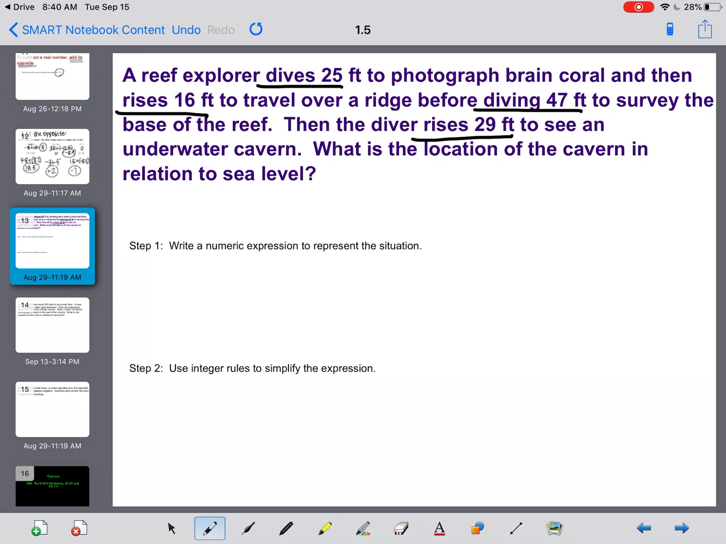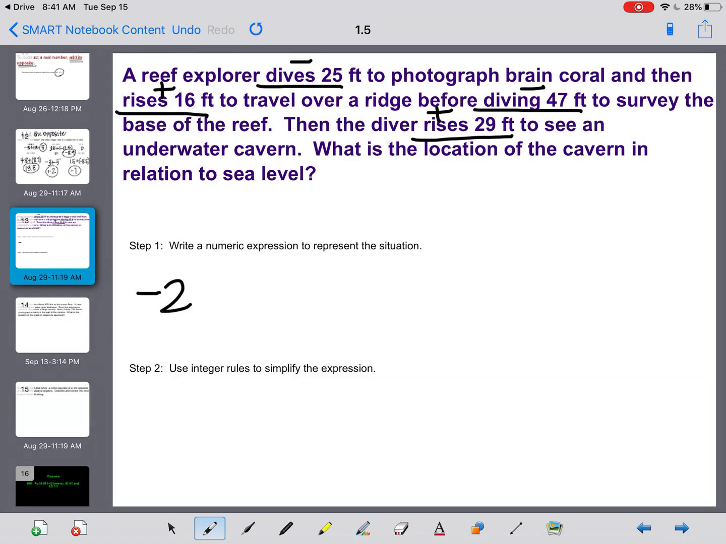Okay, so notice what I underlined. If I'm diving, those are like negative numbers because I'm going down. If I'm rising, those are my positives. So I'm just going to mark these because step 1 tells me that I have to write an expression to represent the situation. Okay, so sea level is 0.